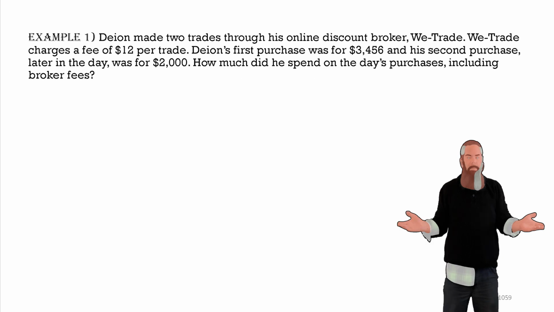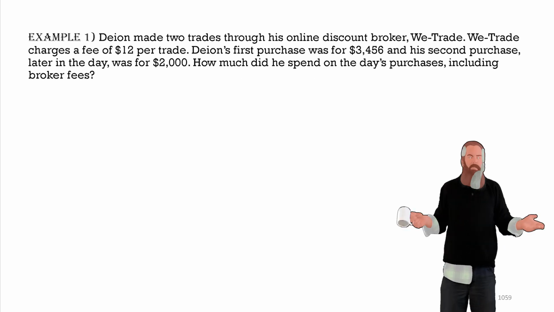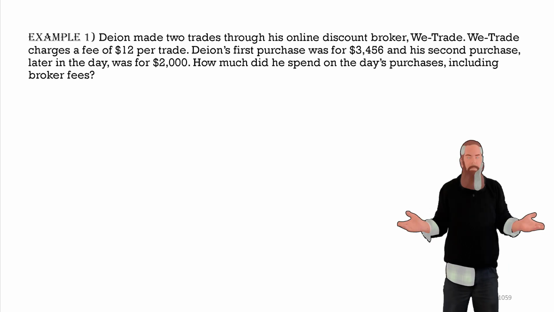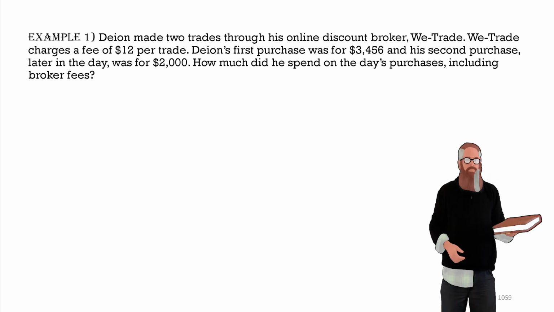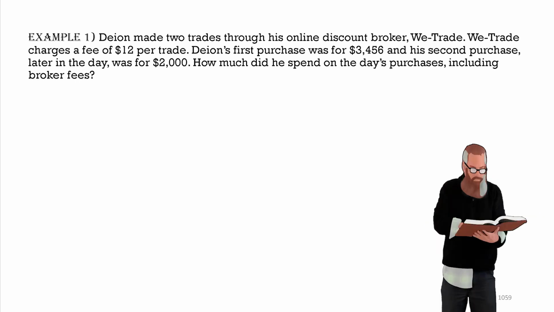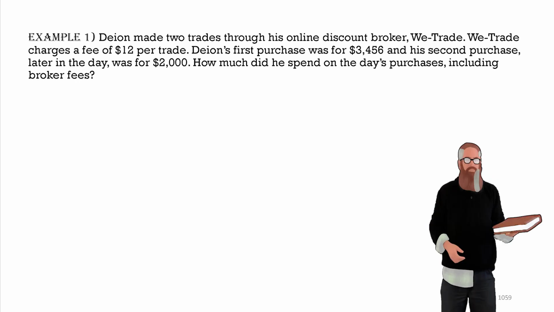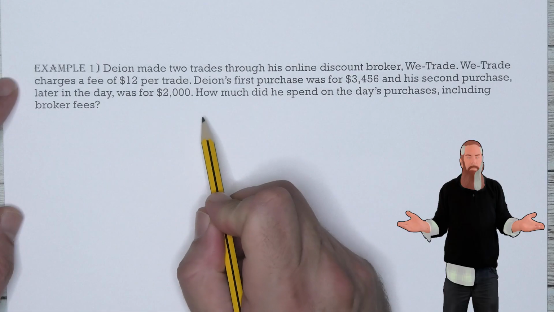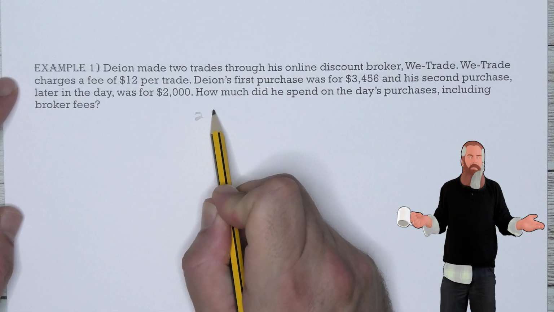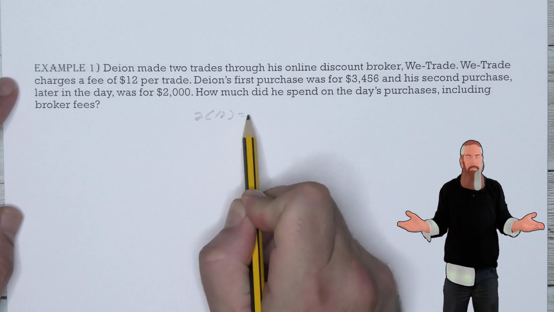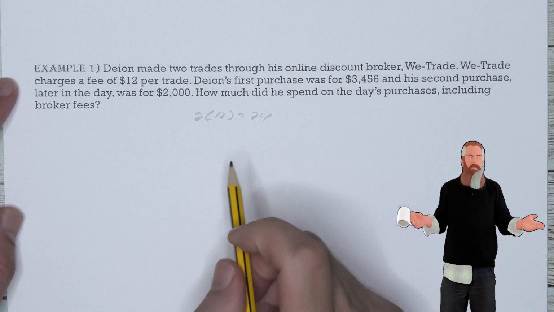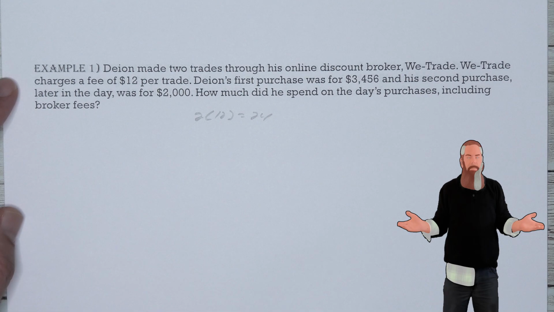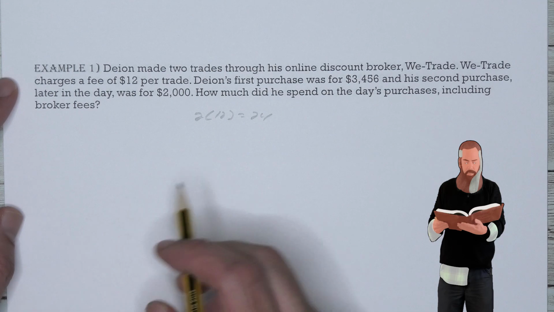Deion made 2 trades with his online discount broker, WeTrade. WeTrade charges a fee of $12 per trade. Deion's first purchase was made for $3,456, and his second purchase later that day was for $2,000. How much did he spend on the day's purchases, including the brokerage fee? So Deion made 2 trades, and he has to pay 2 brokerage fees, which means 2 times 12, which is $24 for those trades. Deion paid $24 in brokerage fees.